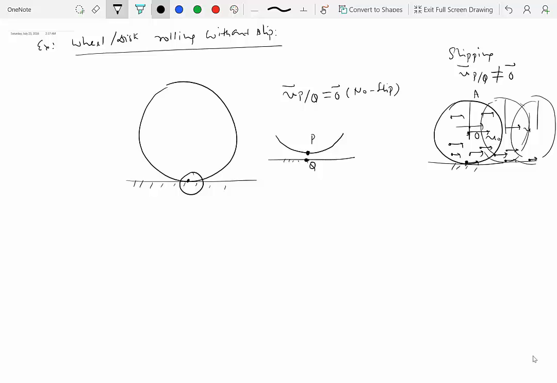Now, what is the velocity of P relative to Q? It is nothing but the velocity of P minus the velocity of Q. If the ground is stationary, then the velocity of Q has to be 0, right? And if the velocity of P relative to Q is 0, which is the no slip condition, then the velocity of P should also be 0. So at this particular instant, the point in contact with the ground is instantaneously not moving, which means its velocity is 0.